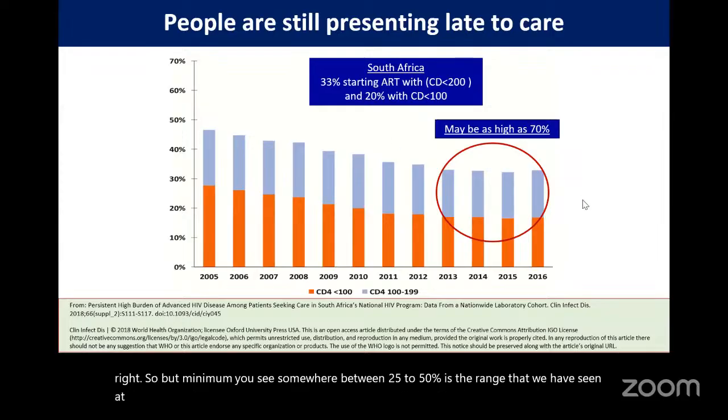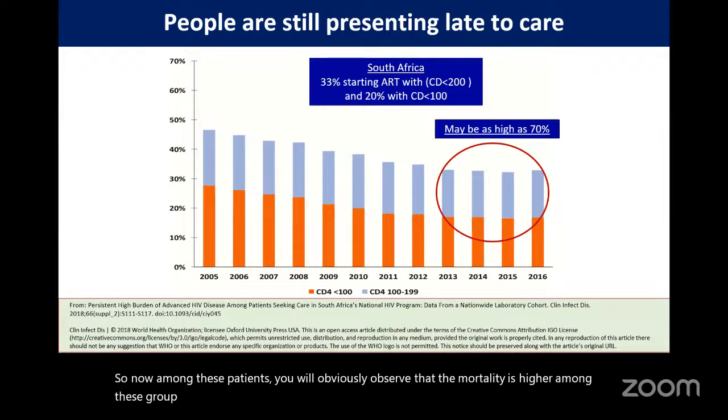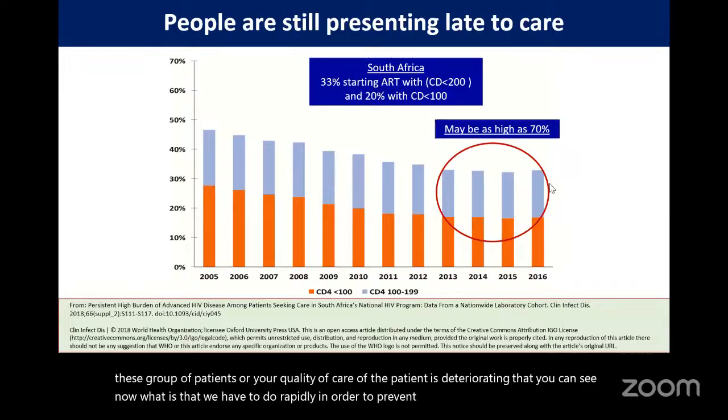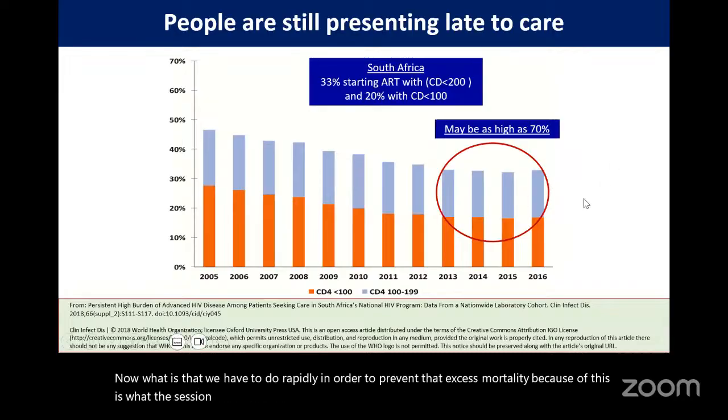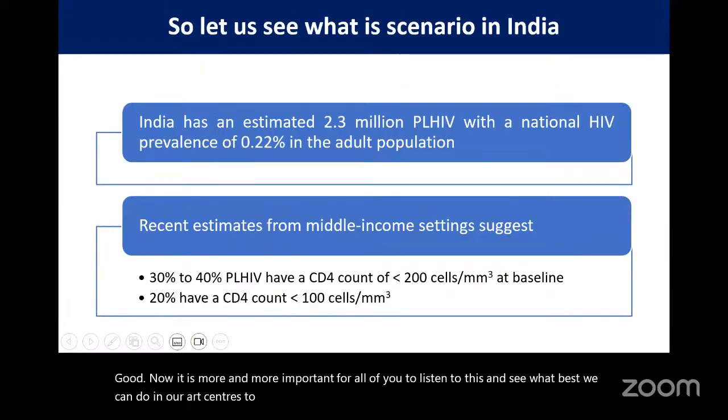So now, among these patients, you will obviously observe that the mortality is higher among this group of patients, or the quality of care of the patient is deteriorating, that you can see. Now, what do we have to do rapidly in order to prevent that excess mortality? Because this is what the session is about. Now it is more and more important for all of you to listen to this and see what best we can do in our ART centers to prevent this excess mortality.